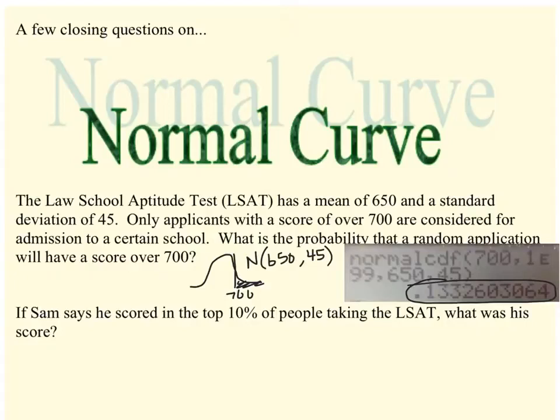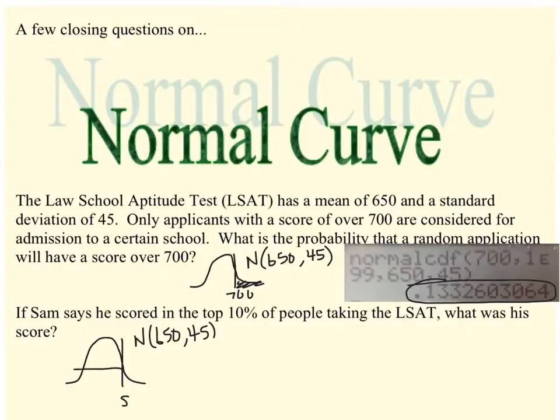Okay. Sam says he scored in the top 10% of people taking the LSAT. What was his score? So we draw our normal curve, normal setting, 650, 45. And I'm just going to put S here for Sam. So you have a choice here. He says he's in the top 10%, so you could put a little arrow over with 0.1.